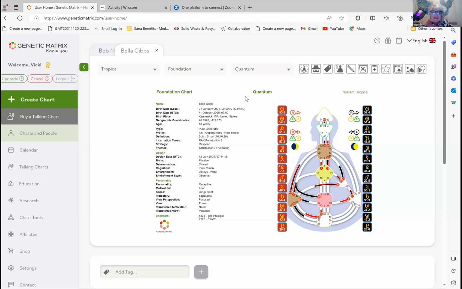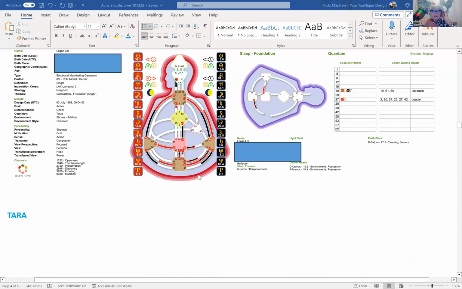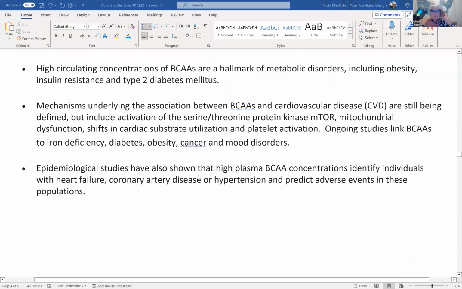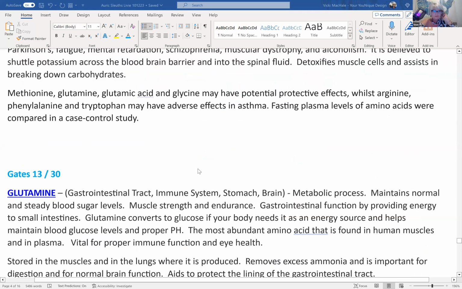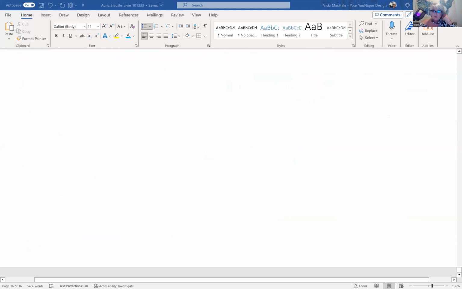Okay. So now let's go back. Let's stop this share. Stop share. Let's do a new share so I can get my amino acid stuff up. Okay, so the 50.